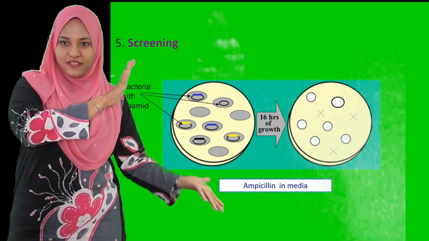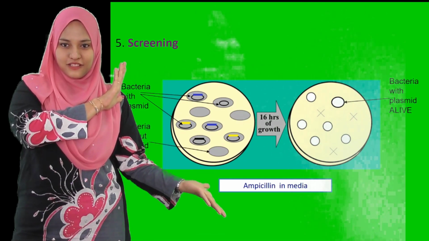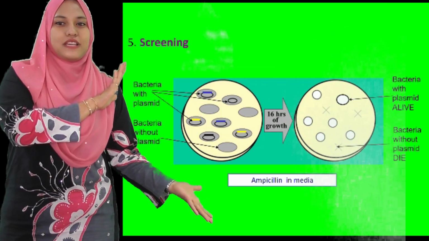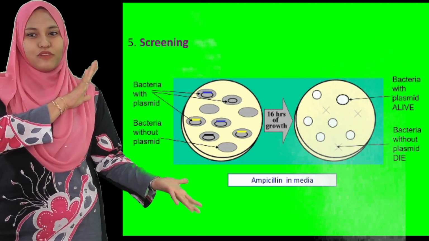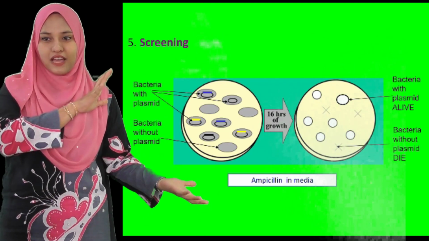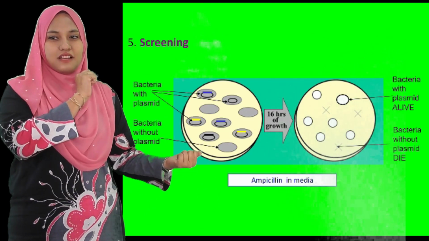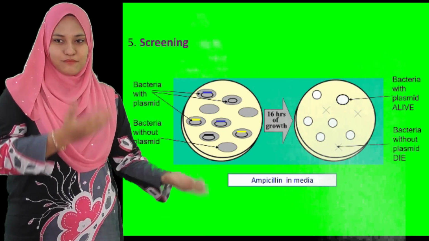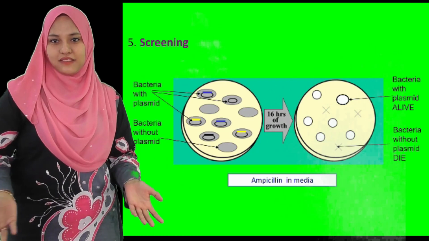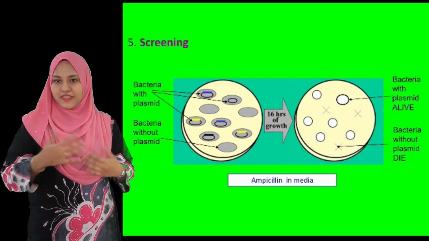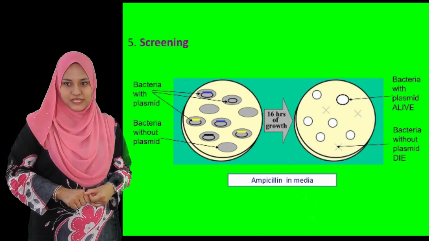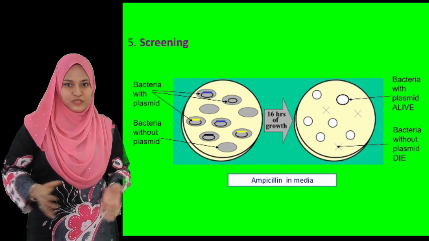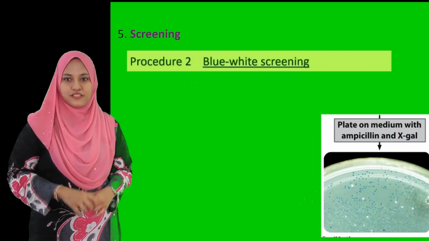So, as shown in the diagram here, can you see it? As I said before, bacteria with plasmid will only survive after 15 or 16 hours, while bacteria without plasmid will die or be eliminated. So after that, the surviving bacteria colonies undergo further screening, which is called blue-white screening.